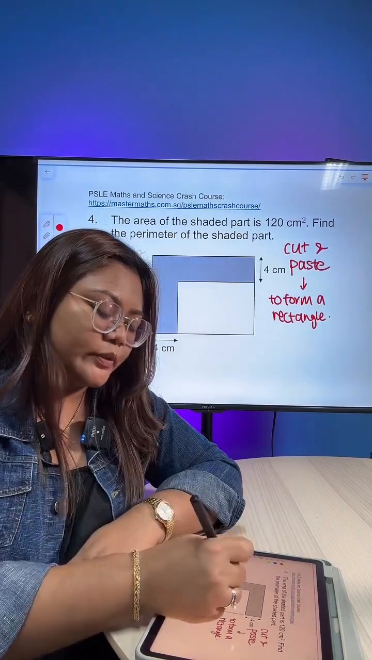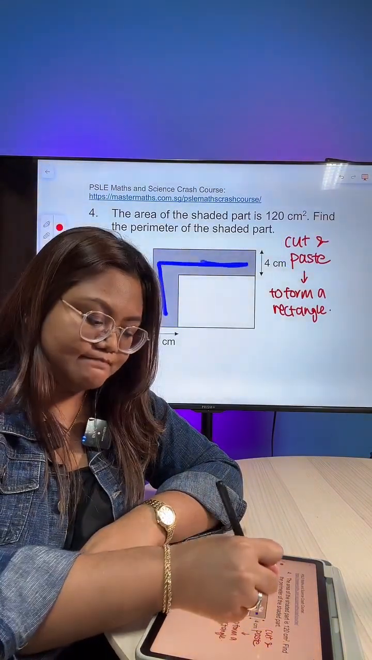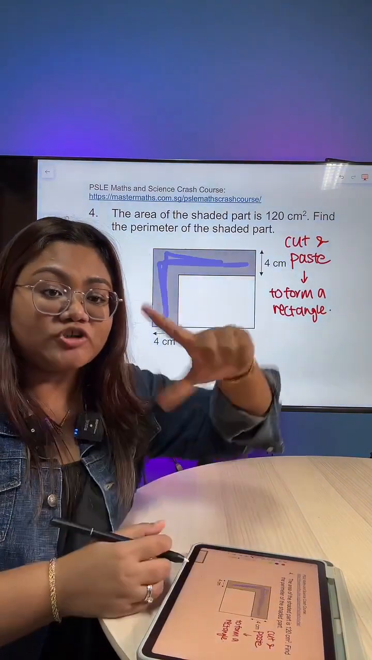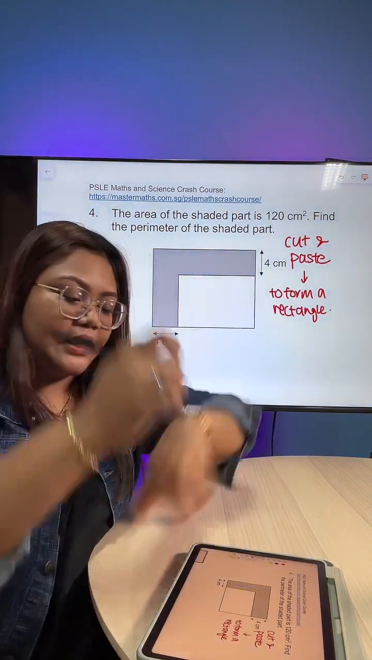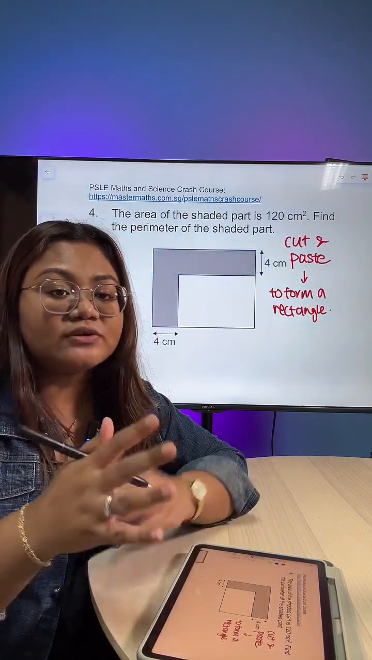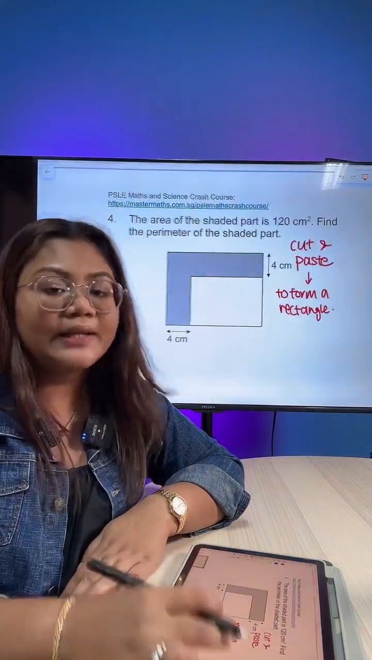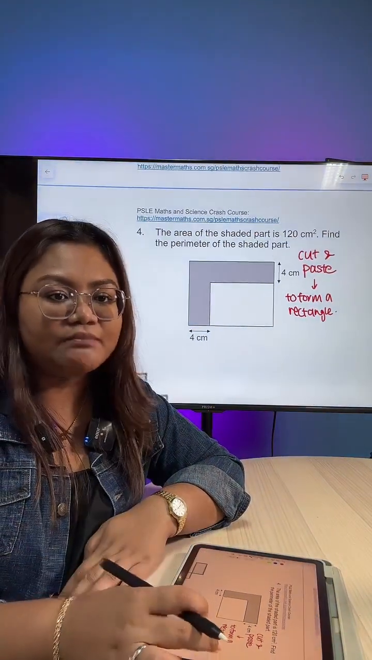Number two, it looks like a regular shape that you can form if you shift things around. So how do I know this question I can use cut and paste? Because I have an L shape. And I know for an L shape, if I shift this up, I can form one long rectangle, right? It looks like a regular shape, but I shift around to form something else. So that one, I know for sure I can use cut and paste.